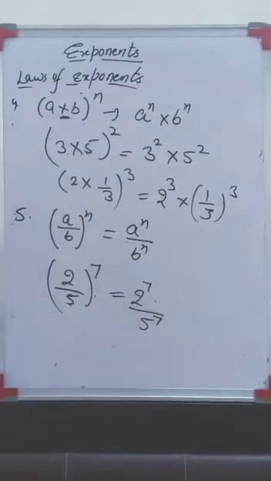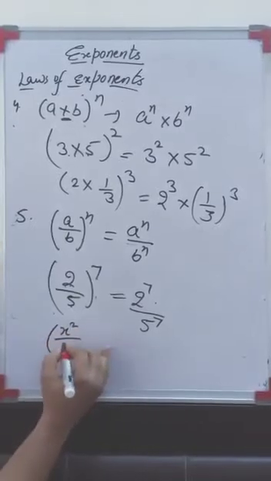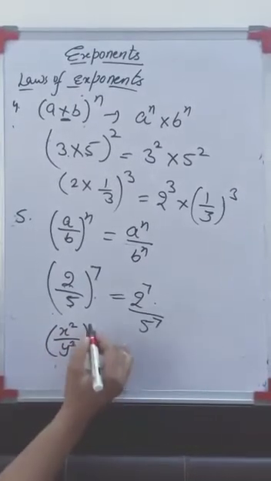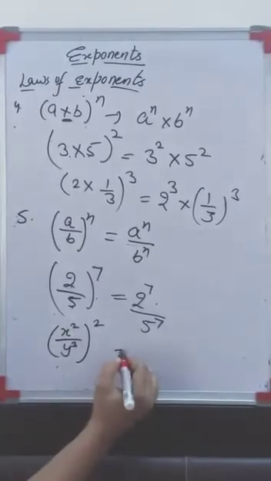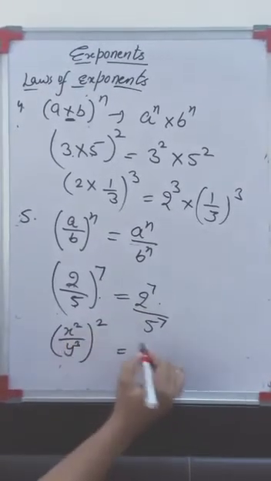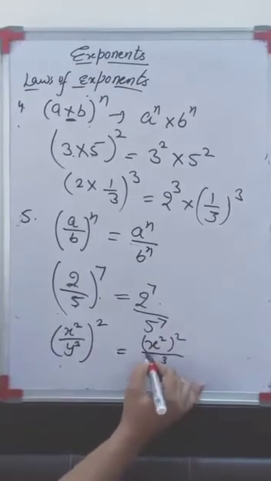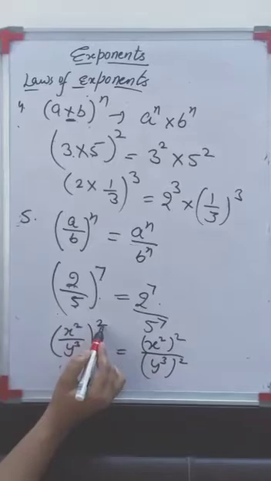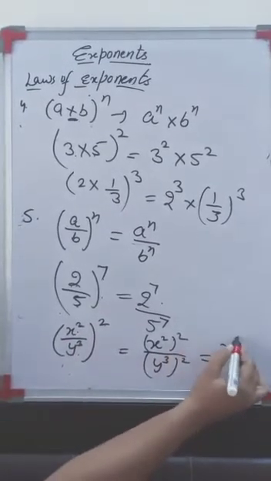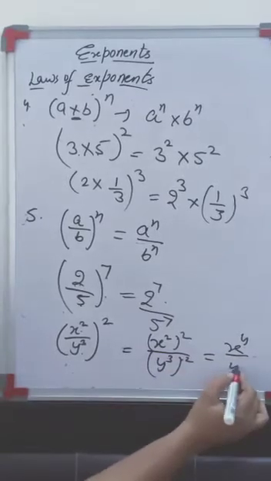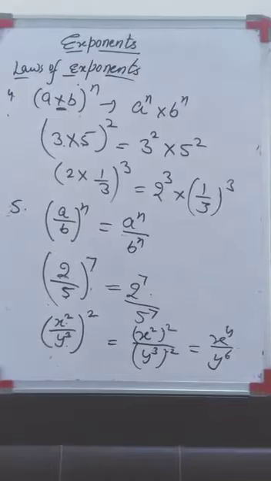Or either you can write like, if it is x square y cube and over here it is again square, then how will you do that? It will become x square whole square, y cube whole square, because this square is of this as well as this. So the result will be 2 into 2 is 4, 3 into 2 is 6. That will be the result. So in this way you will solve it.